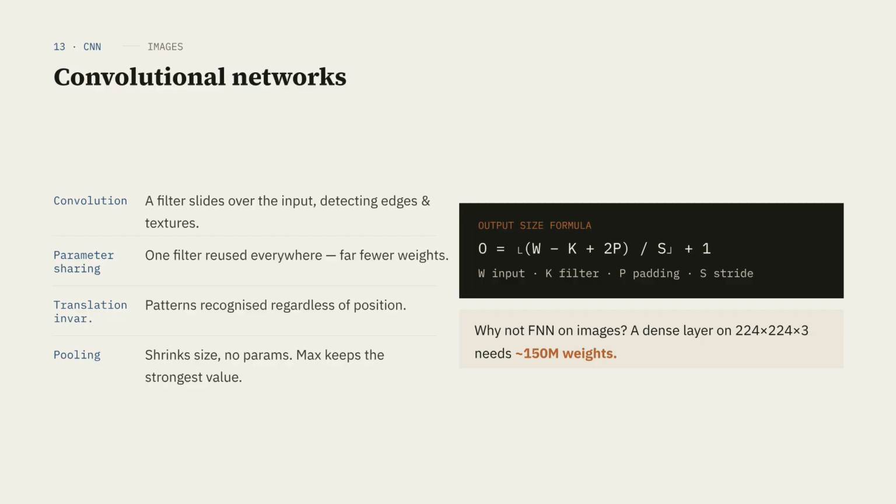Convolutional neural networks are designed for images. They use sliding filters to detect local patterns. Key ideas include parameter sharing to keep weights low, translation invariance to recognize patterns anywhere, and pooling to downsample. Trying a dense FNN on images would require millions of unnecessary parameters.